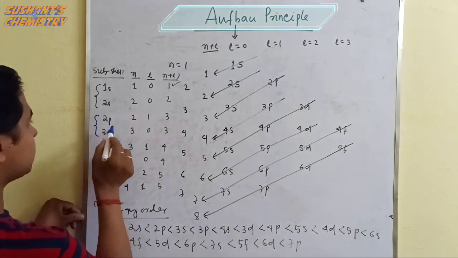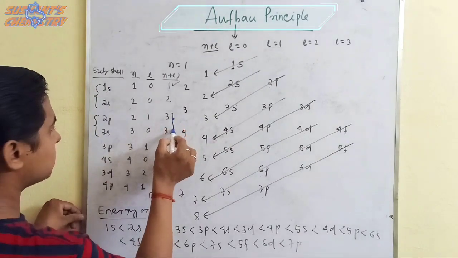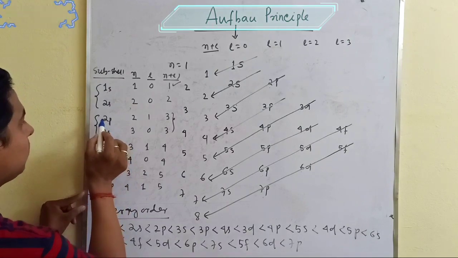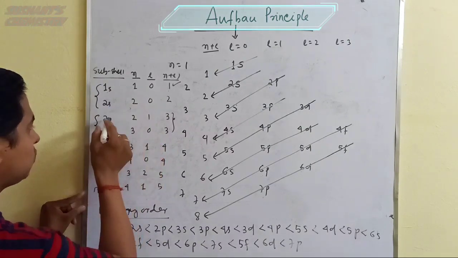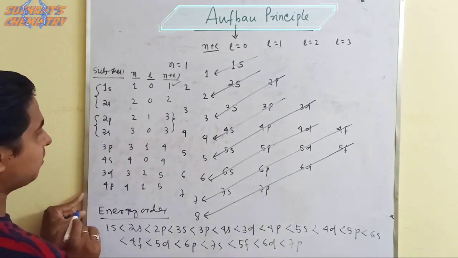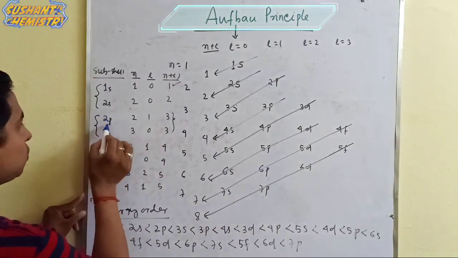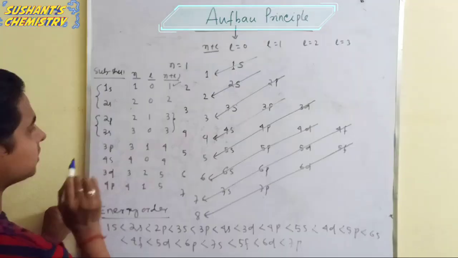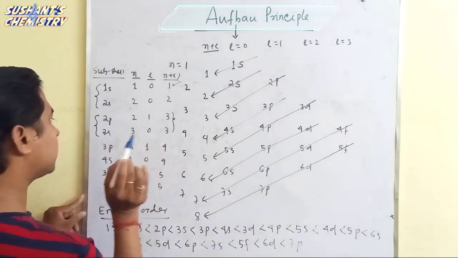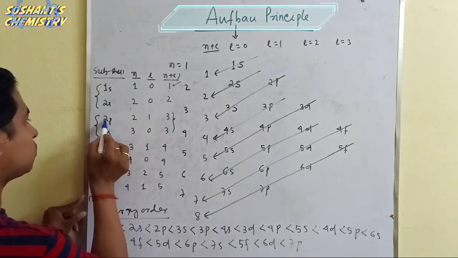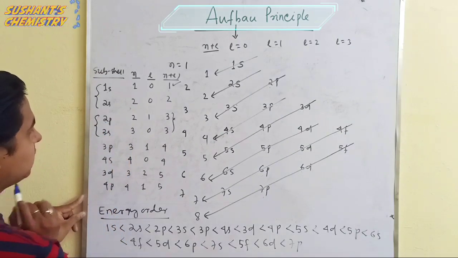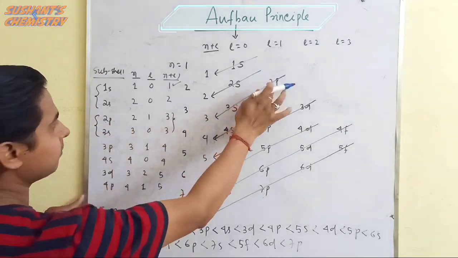Then between 2p and 3s, the value of n plus l becomes 3 in both cases. But according to the n plus l rule, between two subshells having the same n plus l value, the subshell with the lowest value of n has the lowest energy and is filled with electrons first. Therefore, the energy of the 2p subshell is less than the 3s subshell, so 2p is filled before 3s.